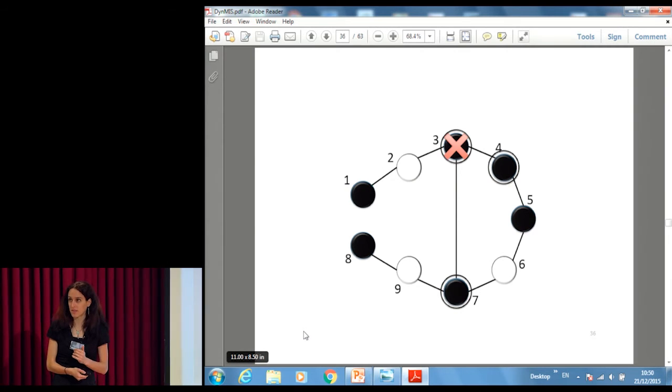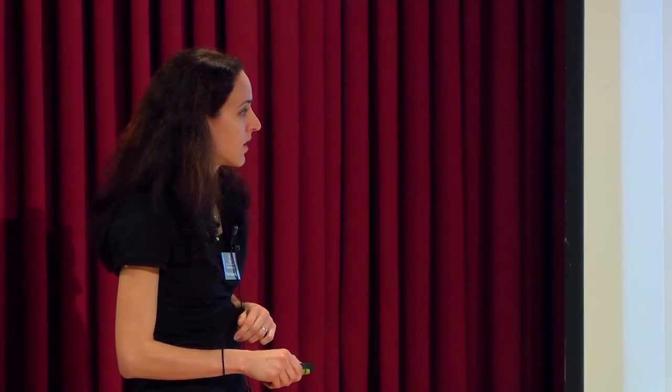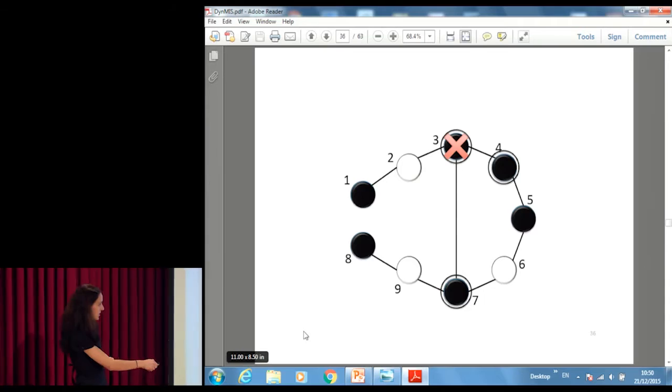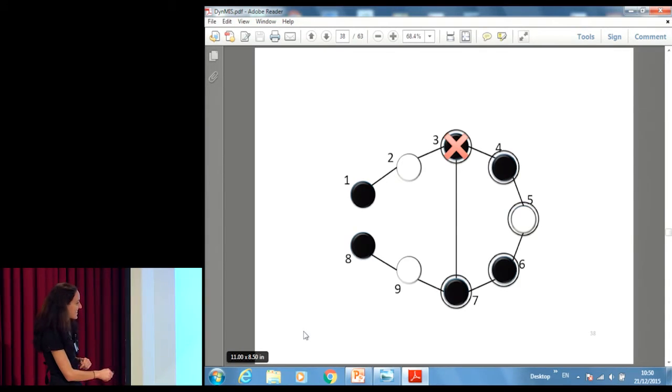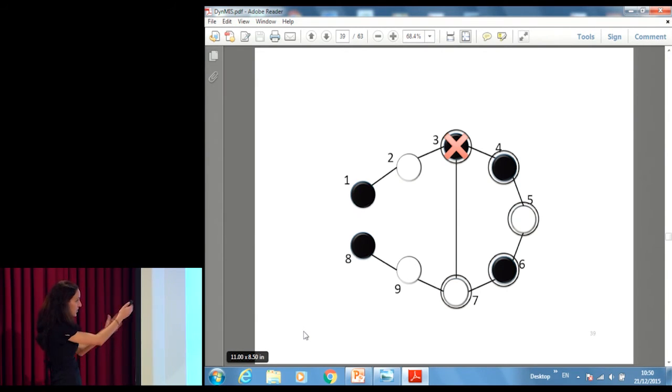So these guys need to enter the MIS. They need to become black. They tell all the neighbors, but for now, forget the distributed setting. I'm not done. Here, five goes out, six goes in, and seven goes out again. That's a very good point. This was just the beginning, just to argue that four has to go out, although if I just wanted any MIS, I would be fine with it.